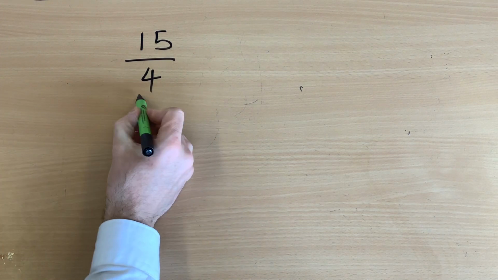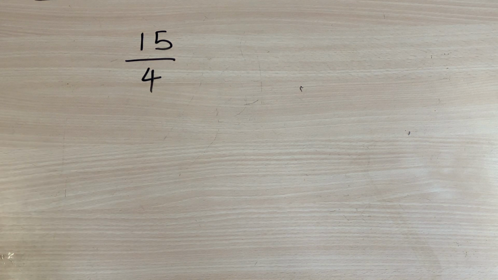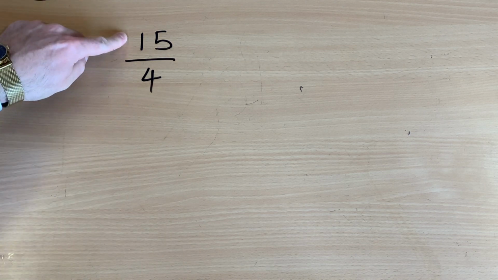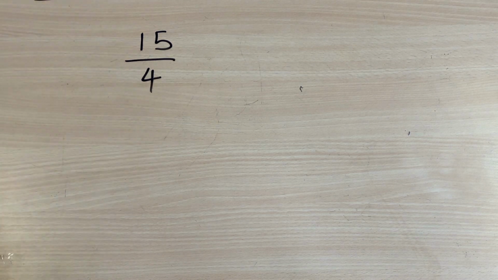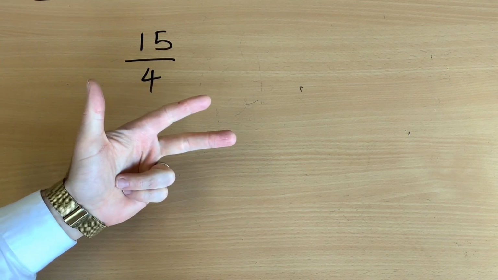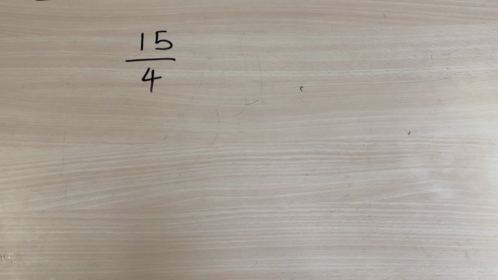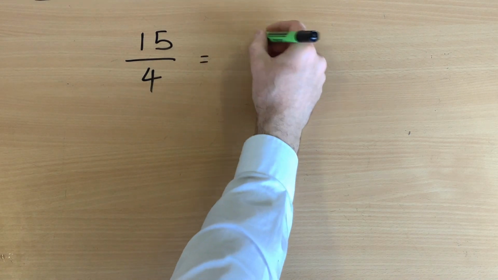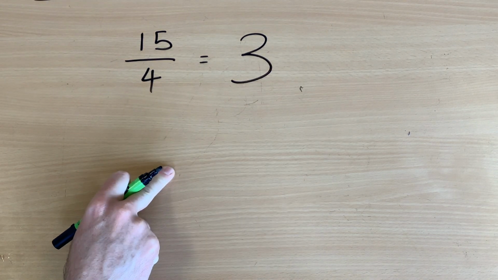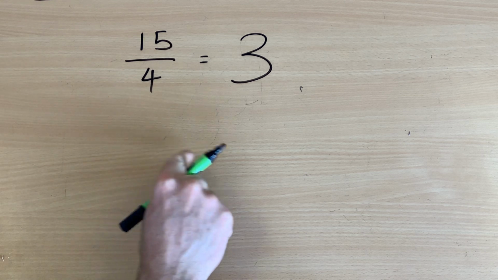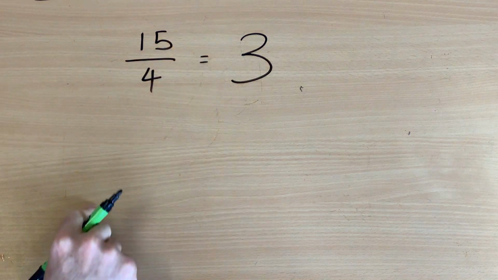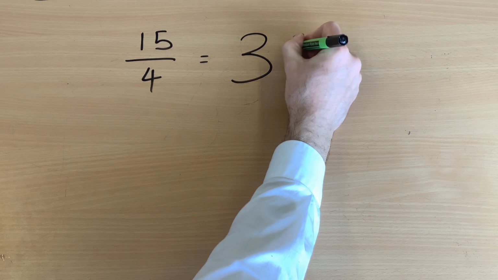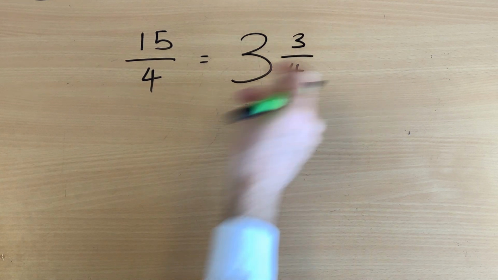Because I know that 4 make a whole thing, I can think about how many groups of 4 I can make out of 15. If I know my 4 times table, then I can do 4, 8, 12, but I can't get to 16. So I can make 3 whole groups, 4, 8, 12, and that leaves me with the remainder of 3 left over. So we've got 3 and 3/4.